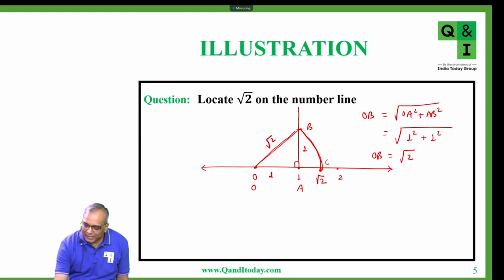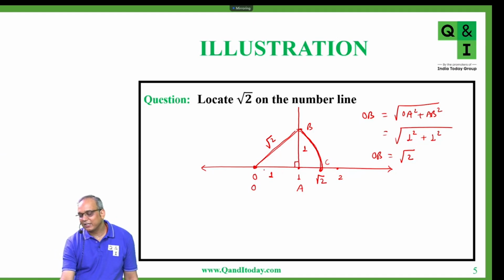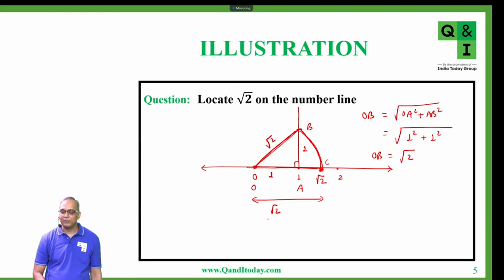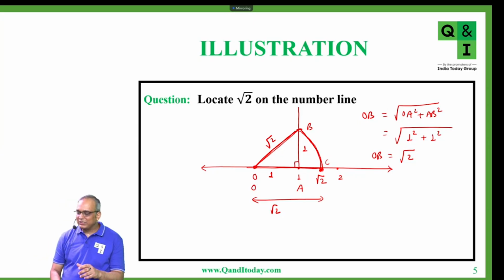When I have kept my compass at O and drawn a curve like this, we know every point on this curve is at a distance root 2 only. So this distance will also be equal to root 2 because it is the arc which we are drawing, and the arc will have the same radius everywhere. So this point C, OC is also equal to root 2. This distance is also equal to root 2. Is this point clear to everyone? Has everyone understood this concept? Why OC is equal to root 2?